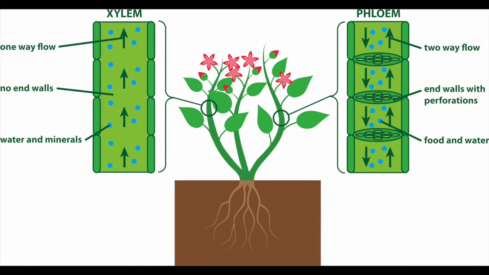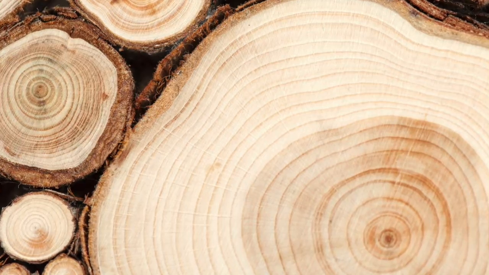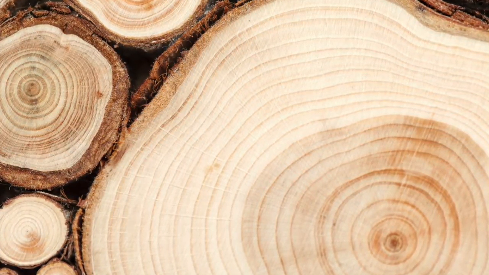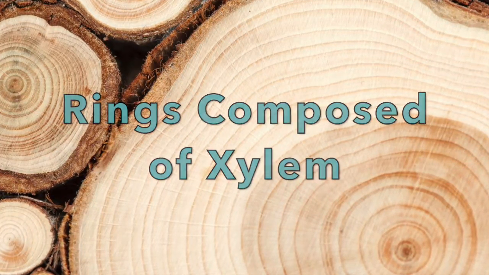Xylem and phloem are transport tissues that work together to enable the flow of nutrients. Xylem moves nutrients and water upwards in a tree. Phloem transports nutrients and food from leaves to other parts where needed. Wood is formed from these vascular tissues. The annual rings found in trees are composed of xylem that is created as the tree grows.